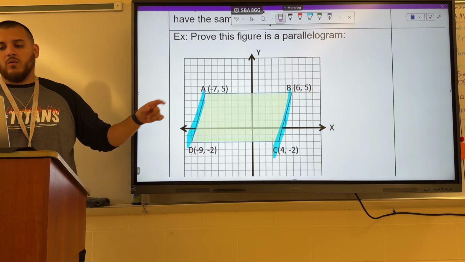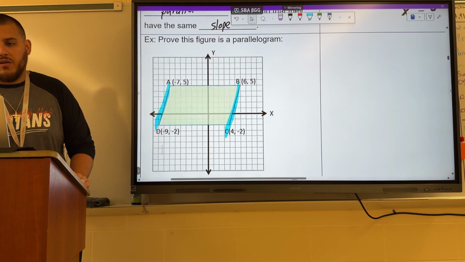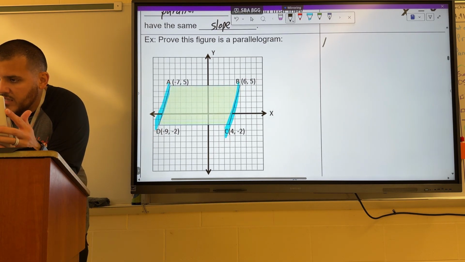So that's what I'm going to do. I'm going to find the slope of these sides and determine if they're parallel or not. So I'm going to start with side AD. I'm going to be organized. I'm going to write AD like that.